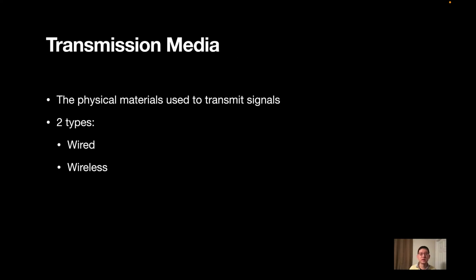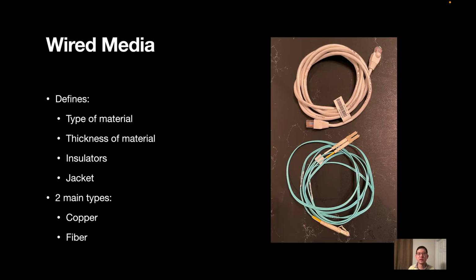The transmission media is the physical materials used to transmit signals, and there are two types: wired and wireless. For wired media, the specifications define things like the type of material, the thickness of the material, and things outside of the main transmission media, such as insulators, jacket, and shielding that help prevent some of the issues of transmission. There are two main types of wired media, copper and fiber. As you can see in the picture on the right, at the top you see an example of a copper cable. At the bottom, you see an example of a fiber cable.